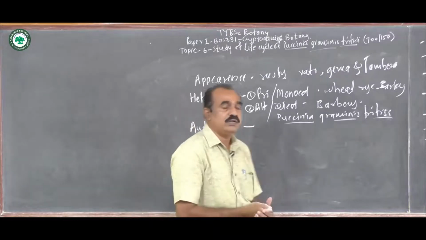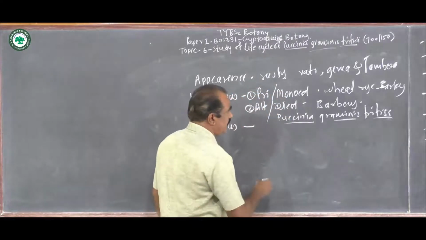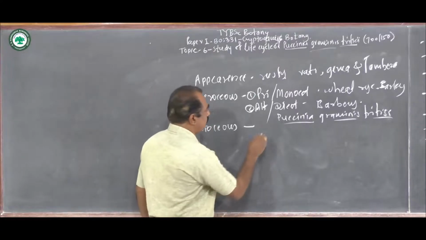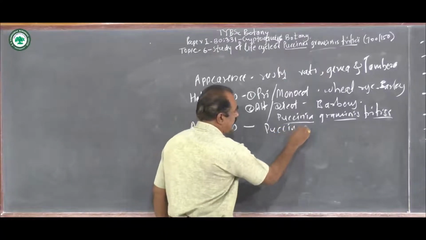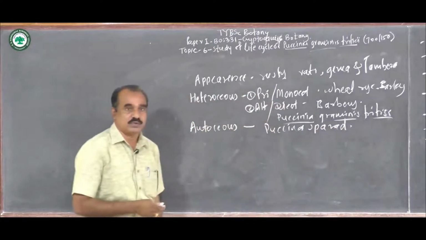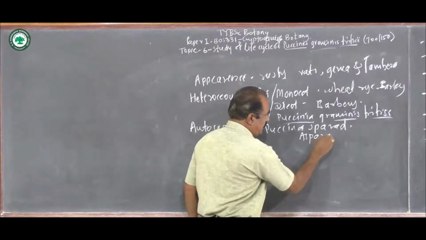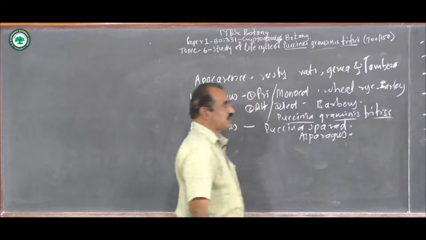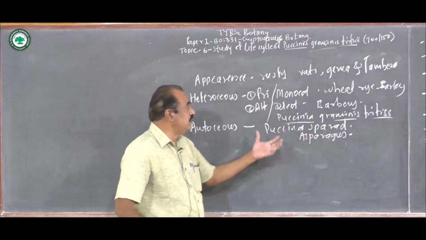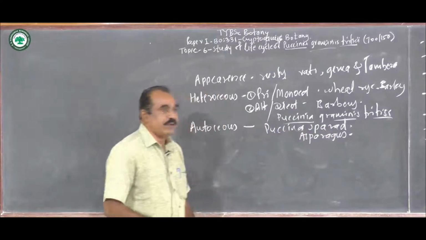They require only one host to complete their life cycle, and the example is Puccinia asparagi. That means it requires only one host, and that host is the asparagus. All the stages are completed on only one host.